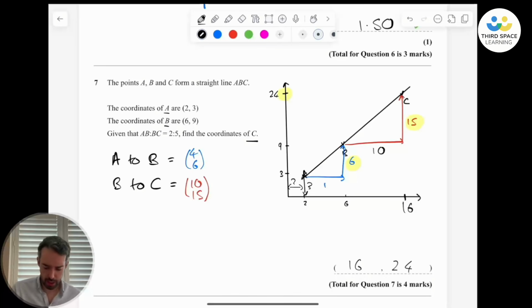Lovely question, 4 marks. Right, let's see where they come from. So we're going to get our first mark from thinking about how we get from A to B: 4 along and 6 up. So there's 1 mark. A second method mark then is thinking about how to get from B to C. 2 marks. Then third mark, we're going to see that by adding on the values to work out this. And then our final answer is 16, 24.